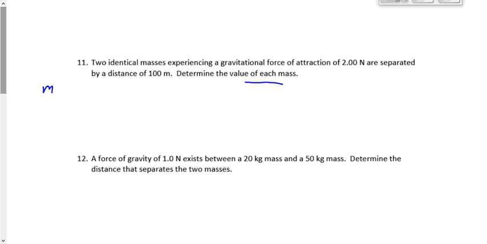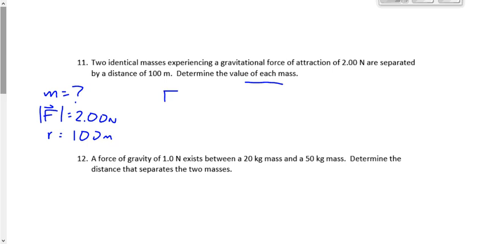What's the value of M1? I don't know. What's the value of M2? I don't know. But if they're the same masses, why don't we just call it M, instead of calling it two separate things, M1 and M2? We have the force of gravity that acts between them. It's 2.00 newtons. And we have the radius, or the distance, is 100 meters.